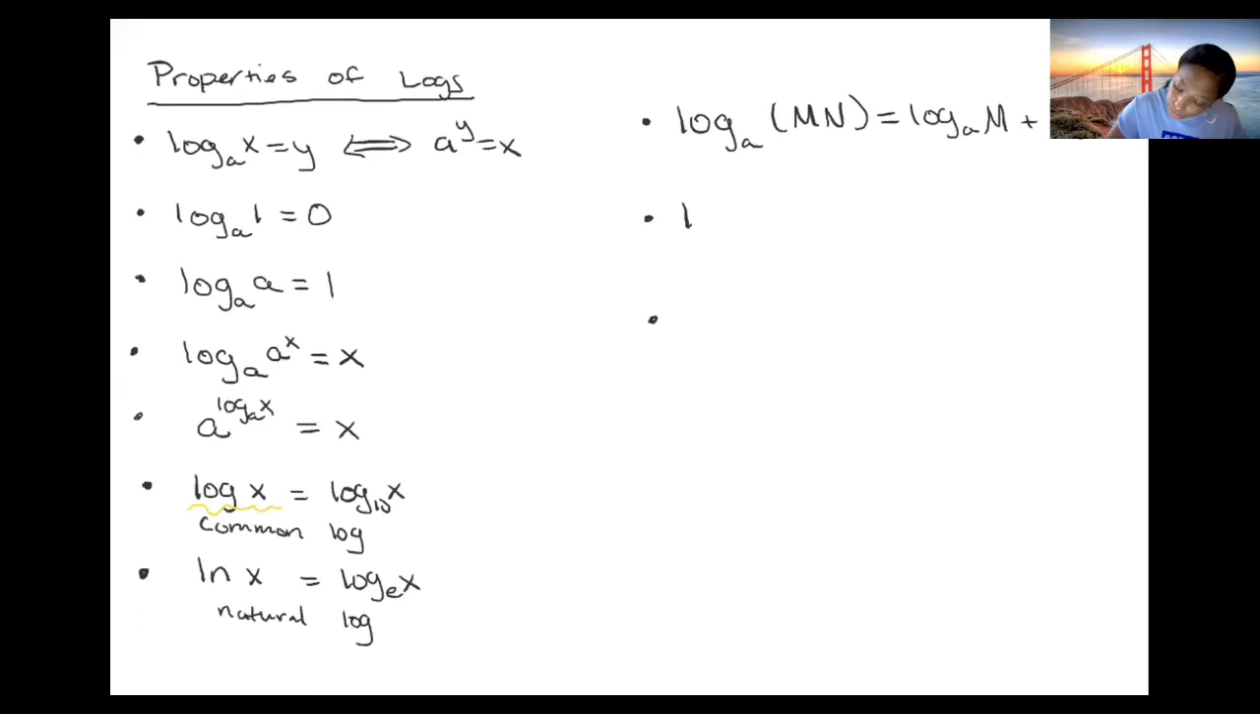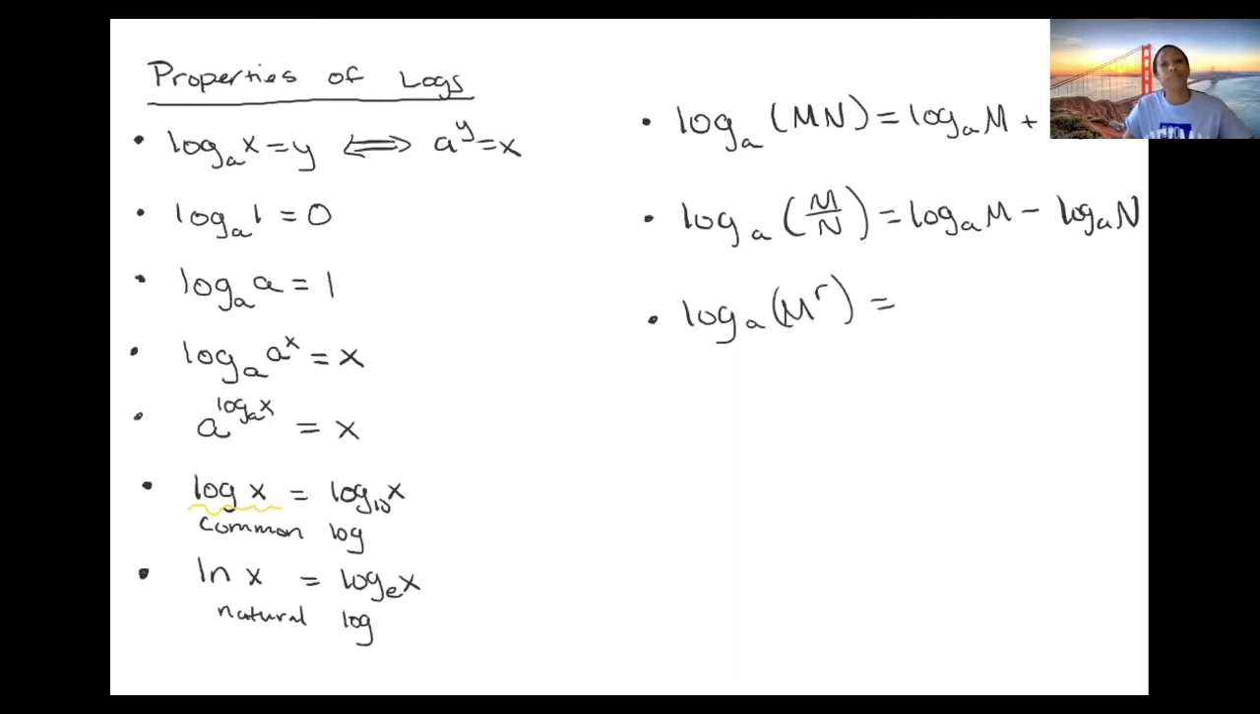The next one, log base a of m divided by n. If we have the log of 2 terms that are being divided, we can expand this to a difference of logs. That would be log base a of m minus log base a of n. And the last property, which we will use a lot, log base a of m to the r power. If we have the log of a term being raised to a power, we can actually move that power to the front and multiply by it. So this would be r times log base a of m.